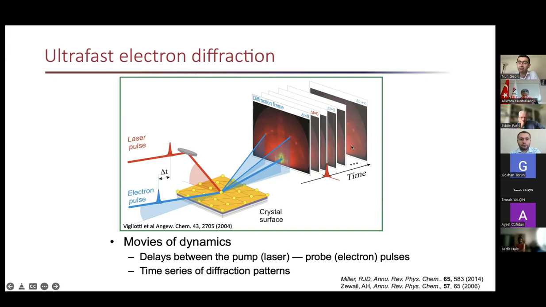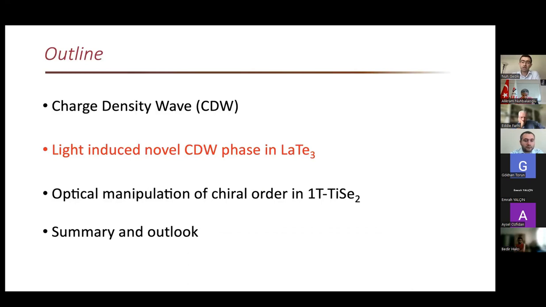So let's jump into our first example. I want to look at this charge density wave, lanthanum tritelluride. And first, I just want to introduce this material to you and tell you what's exciting about it.